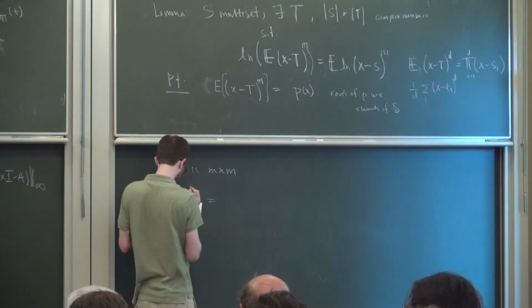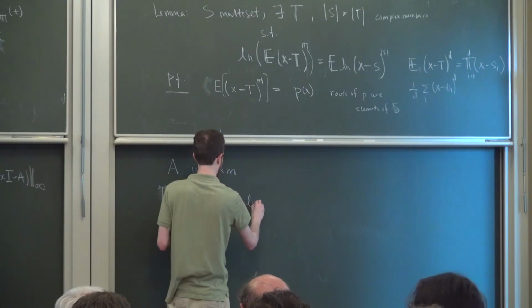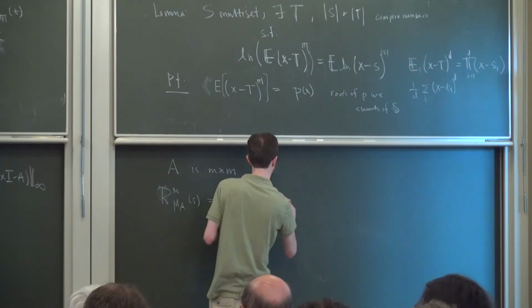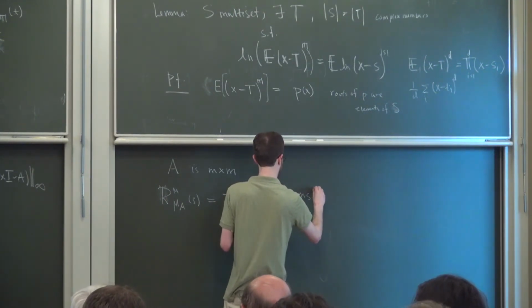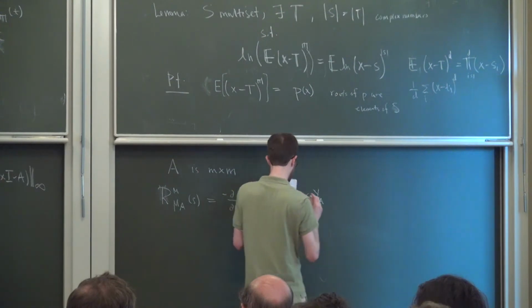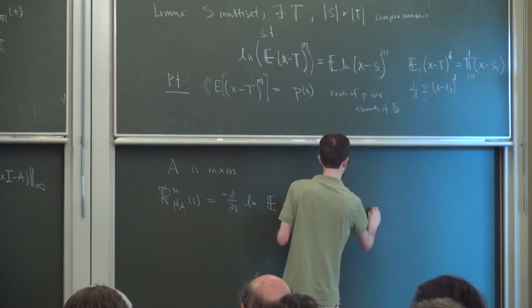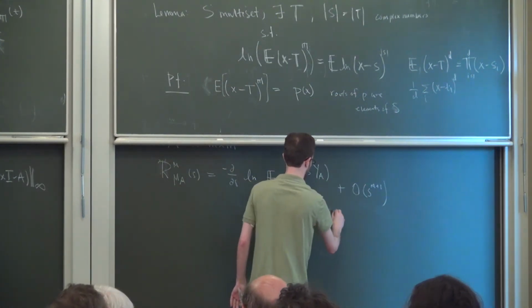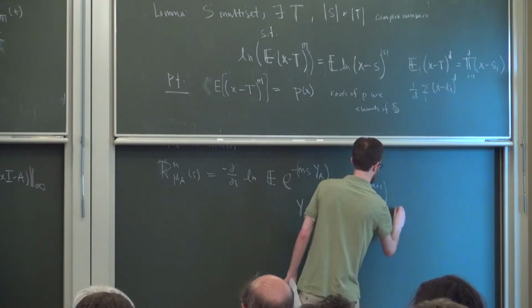What ends up happening is that this is the minus partial over partial s of the natural log of the expected value of e to the minus ms, let's call this y sub a, plus O of s to the m plus 1, where y sub a is the U transform of the eigenvalues of A.